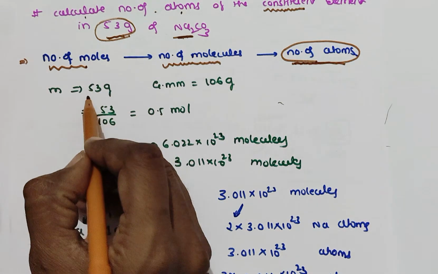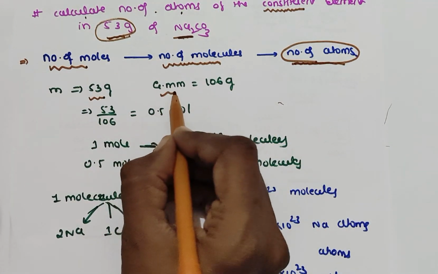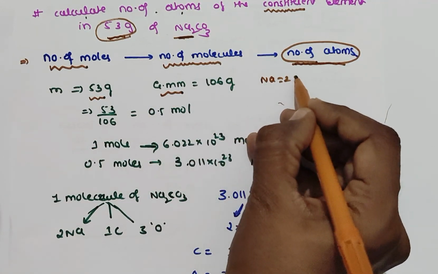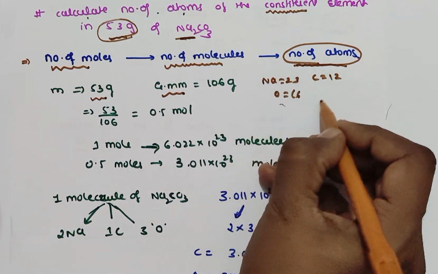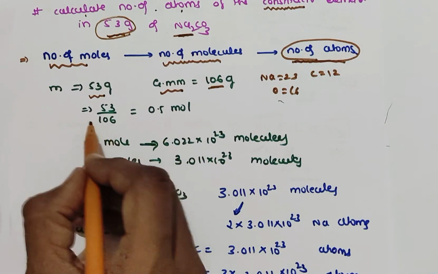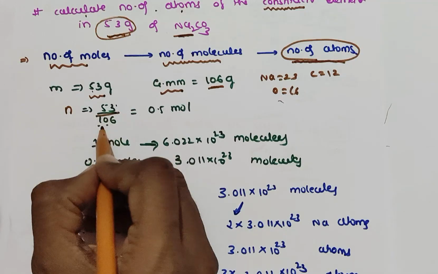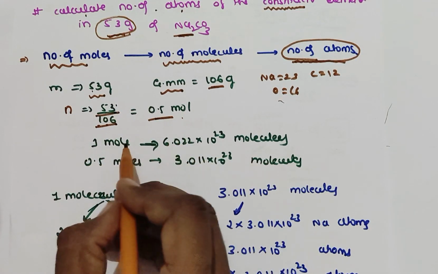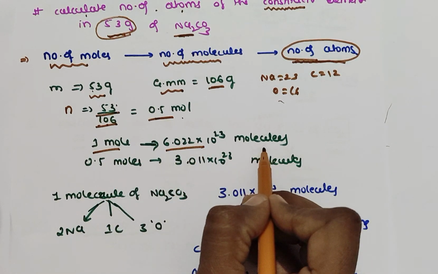Again, mass is given. Mass is what? 53 gram. Gram molecular mass means the molecular mass of Na2CO3. Na is 23, carbon is 12 and oxygen is 16. By simplifying this we get 106. Therefore moles equal mass given divided by molecular mass. Mass is 53 divided by 106, which is 0.5 mole.